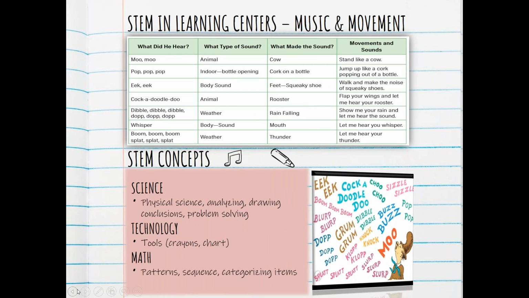And here's what the chart would look like. So for example, if the sound is moo moo, what type of sound is it? It's an animal sound. What makes the sound? A cow. And what movements go with that sound? The children can stand like a cow. And so forth and so on with the other sounds that they remembered from the reading. And there are some of the STEM concepts that this activity links to.